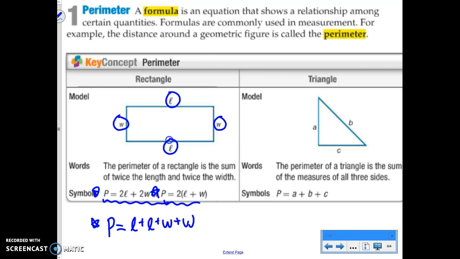Likewise, on the right with the triangle, you're just going to add all 3 sides of the triangle together. So A plus B plus C is going to give you the measurements of that perimeter.